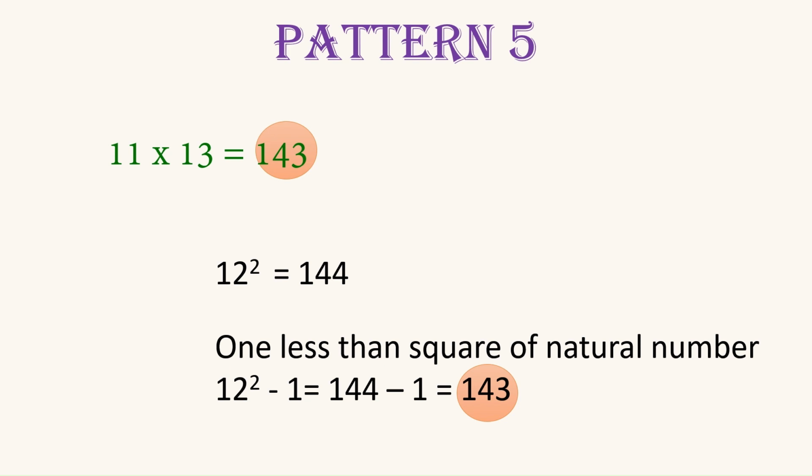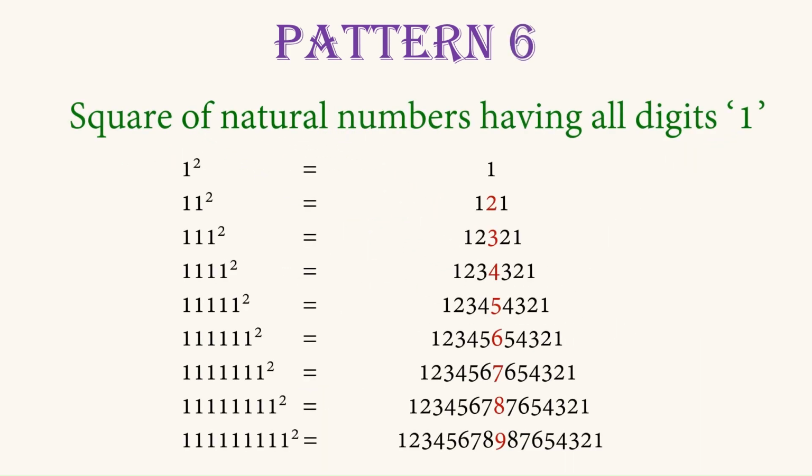Apart from these patterns, there are some other interesting patterns as well. Square of natural numbers having all digits 1 will follow this particular pattern. Here if we observe, we are taking 1 square, 11 square, triple 1 square, like this. So all digits in the number are 1. While doing the square of such numbers, first we have to count the number of ones in that number. To write the result, we'll start with 1 and continue writing the natural numbers till that count in ascending order. After that, in descending order, we'll write till 1.